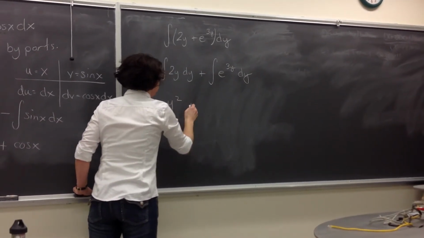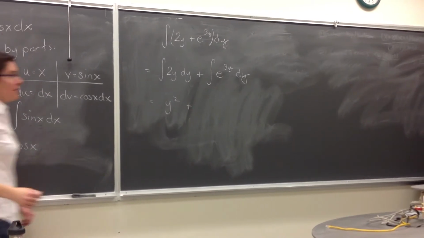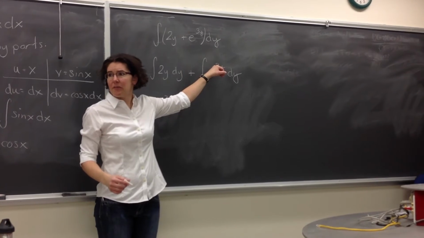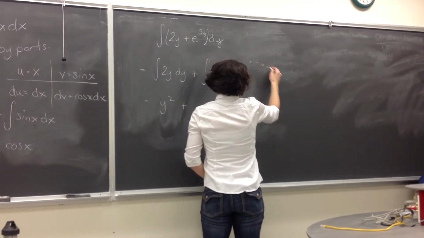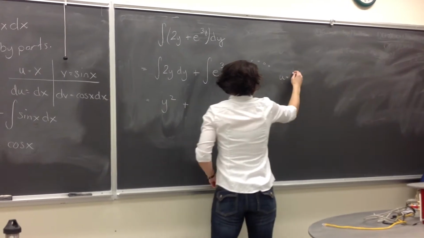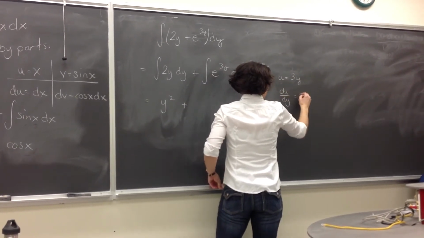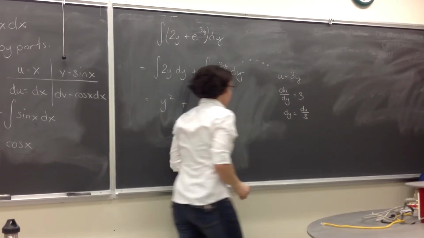And my second one, if I wasn't too happy about this 3y up here, then I could definitely do a u substitution. And so I'm going to quickly sketch out what my u sub will look like. My u will be 3y. My du over dy will be 3, which means that dy is equal to du over 3.